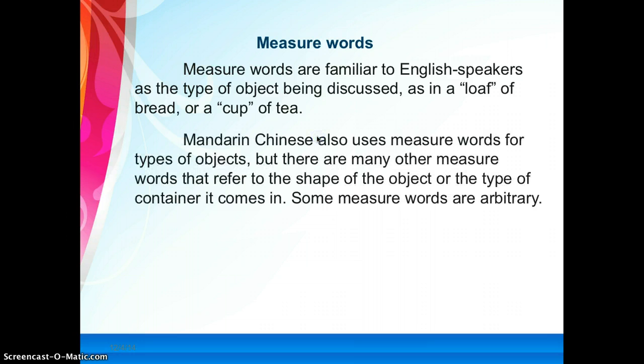Mandarin Chinese also uses measure words for types of objects, but there are many other measure words that refer to the shape of the object or the type of container it comes in. Some measure words are arbitrary.